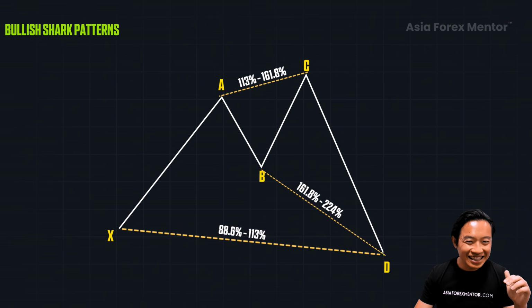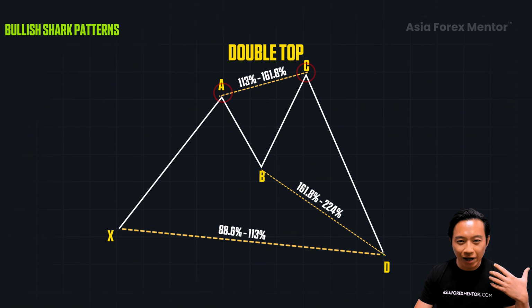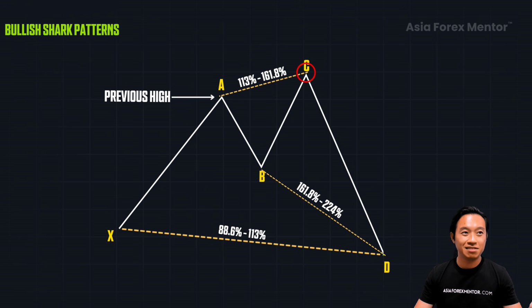The shark pattern is, you know how I identify it? Like I said, it's a double top, right? But there are times when price goes above the previous high. So this is the time when the point C actually goes above the previous high. That's where I'll be like, oh, I thought this was a double top, but now this is actually a shark pattern. This is a bullish shark.